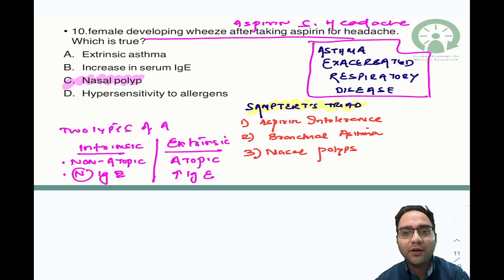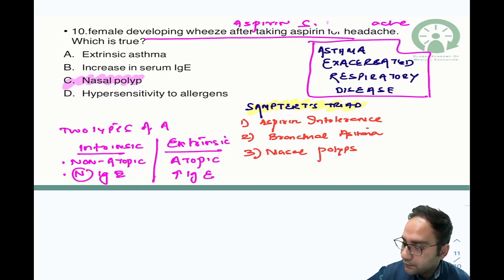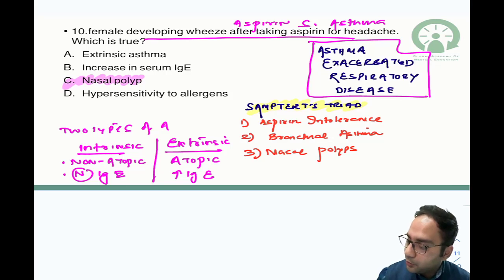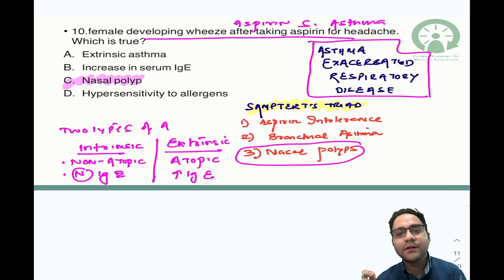One is the aspirin intolerance, development of asthma, and the presence of nasal polyps. So if you encounter any adult patient, especially females, with a history of bronchial asthma and presence of nasal polyps, you should be very cautious that these patients can develop aspirin sensitive asthma. And nasal polyp is one part of Samter's triad, which you are seeing in this question.